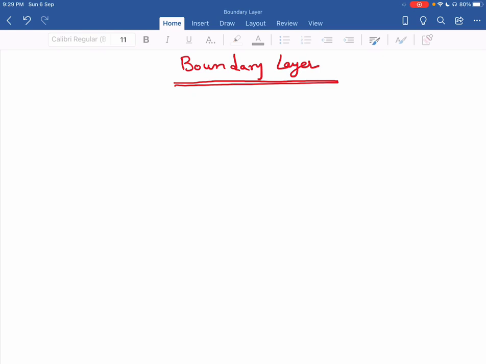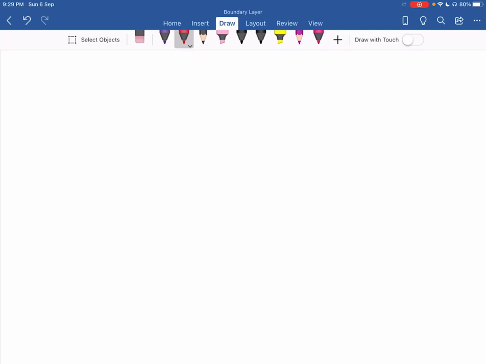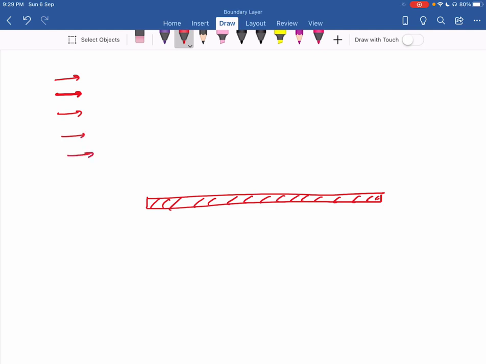So students, there is one more topic in the second paragraph of your syllabus, and that is regarding the boundary layer. To understand the concept of boundary layer, I consider one plate. This is one plate. Now this is a stationary plate and the liquid is flowing.